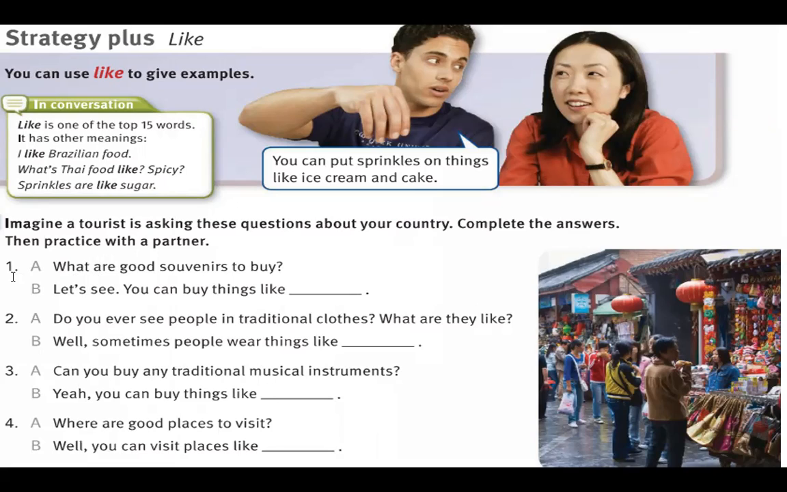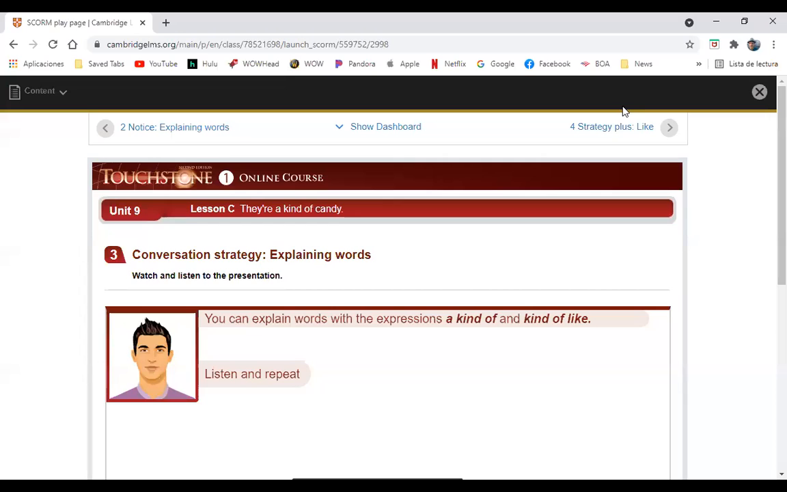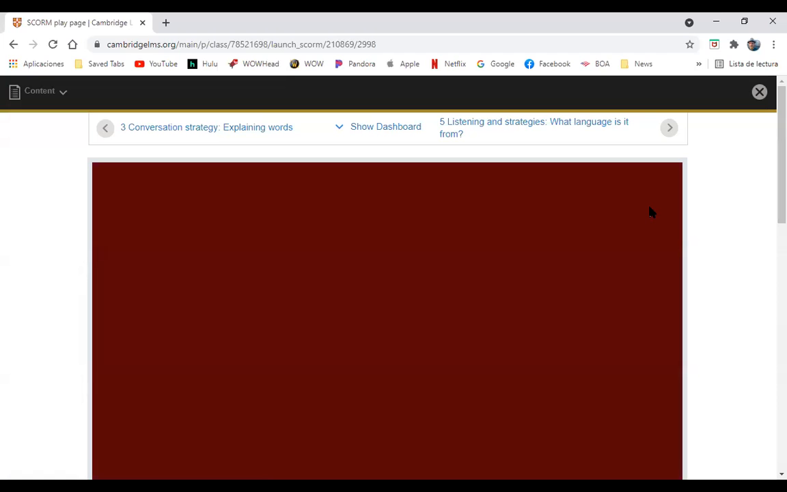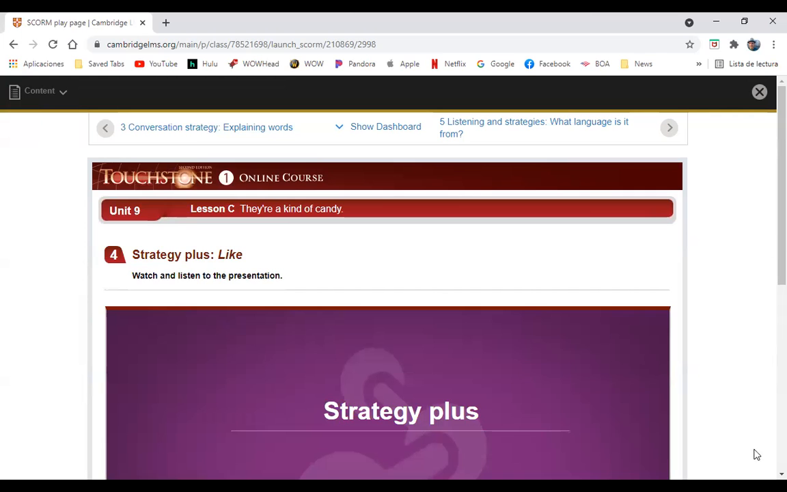Okay, let's do it. Number one, you need to learn some vocabulary here. Let me show you something. If you give me 1 minute, it's loading. All right, you have more examples about like here. I hope this is a little bit clearer.